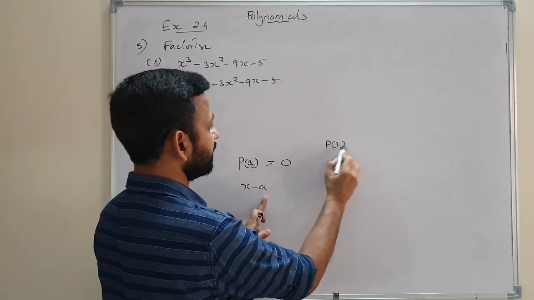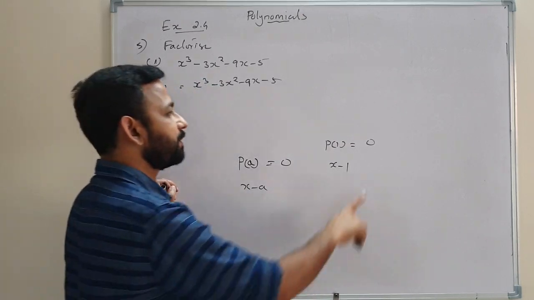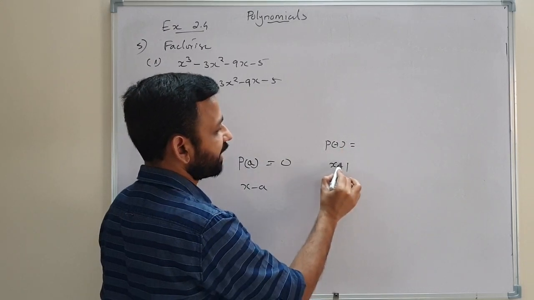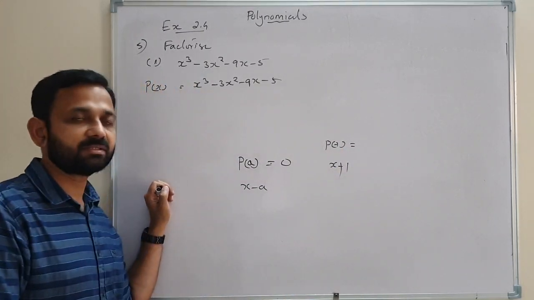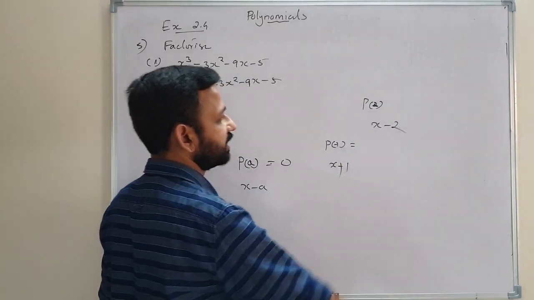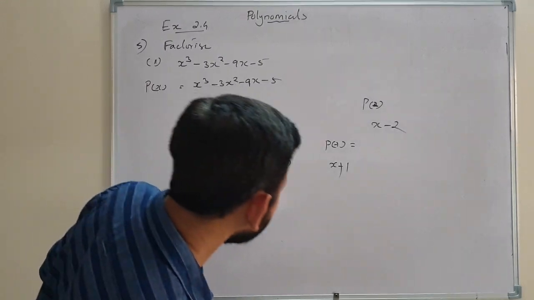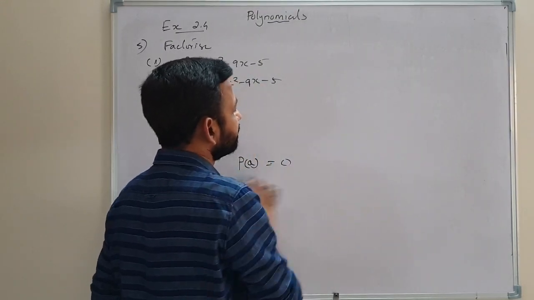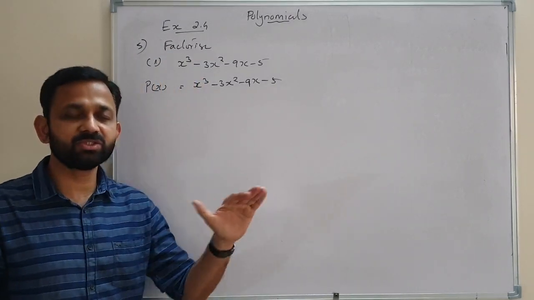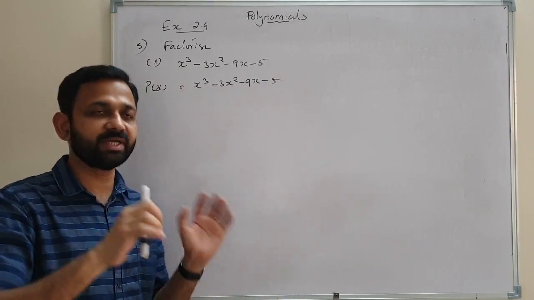Similarly, if p of 1 equal to 0 here, x minus 1 is a factor. If p of 1 not equal to 0, then if p of minus 1 equal to 0, then x plus 1 will be a factor. Or if p of 2 equal to 0, then x minus 2 is a factor. So we will find that factor by the trial and error method. We have to find p of 1, p of minus 1, p of 2, p of minus 2, etc., till we get a 0. But within 2-3 steps, normally we will get a 0.